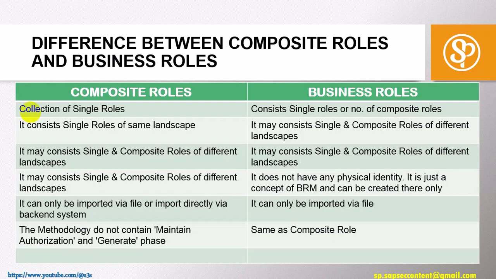I'll just explain the difference. We know the composite role at the backend system level. So how does it differ and how does it benefit if we use the business role? Generally, the composite role is a collection of single roles. A business role is also a collection of single roles and a number of composite roles, or a combination.